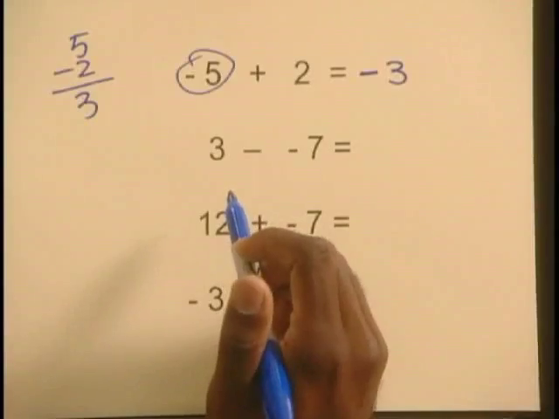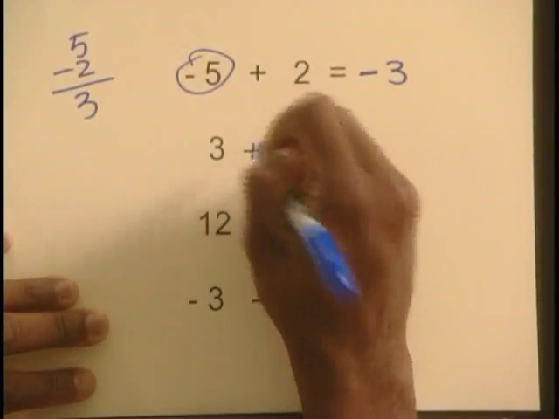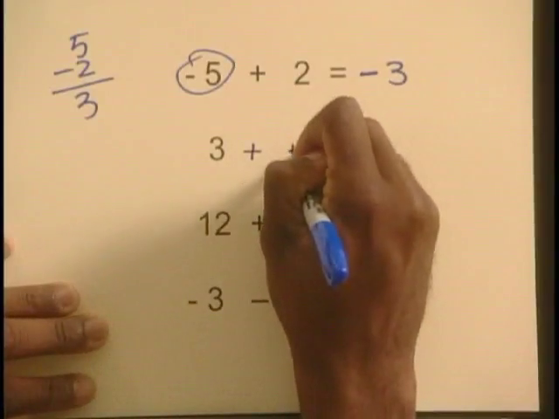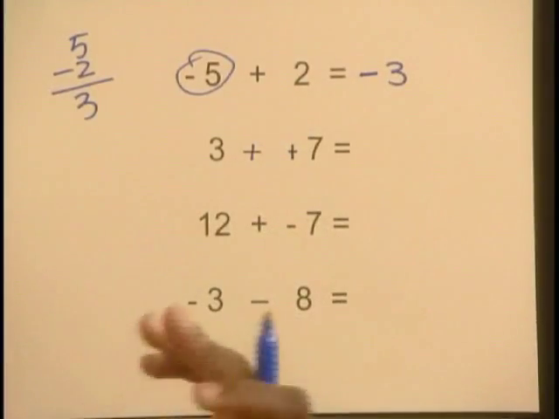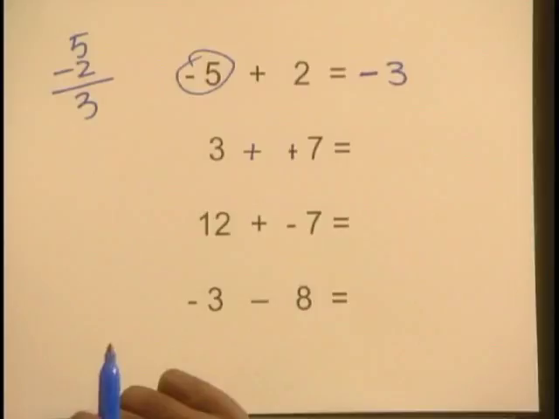Let's look at the next example here. We have subtraction, right? So that means we have to do the what? The big switch. You got it. So we change subtraction to addition and change the sign of the next number. Now we have 3 plus 7, which gives us what? 10. You got it.